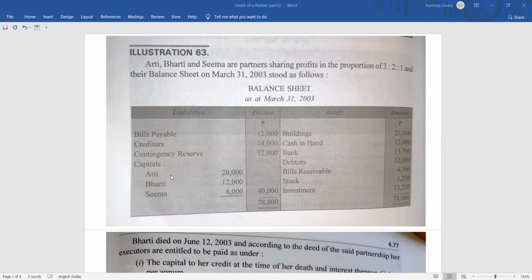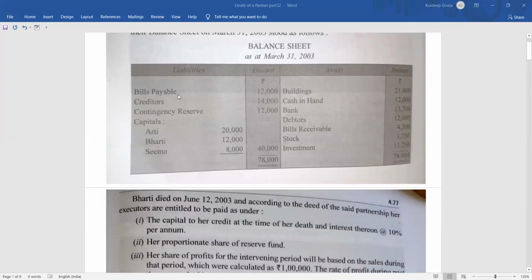Then comes the capital accounts of Aarti, Bharti and Seema. On the other side we have the asset side: building, cash in hand, bank, debtors, bills receivable, stock and investment. So quickly we'll find out when Bharti died. Bharti died on June 12, so it is in days.